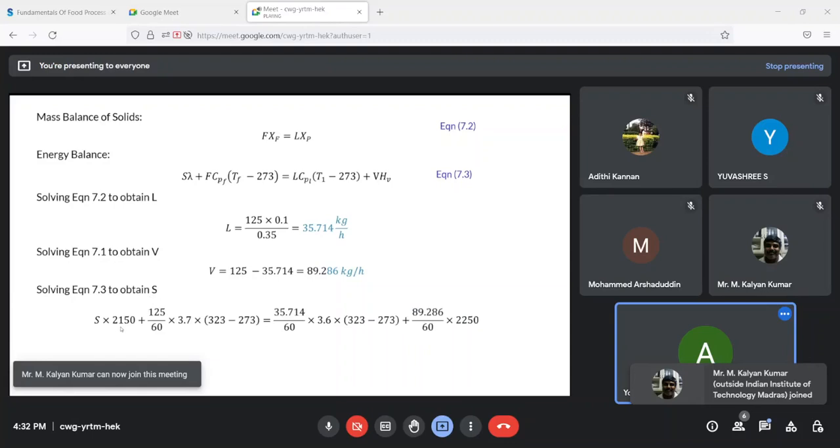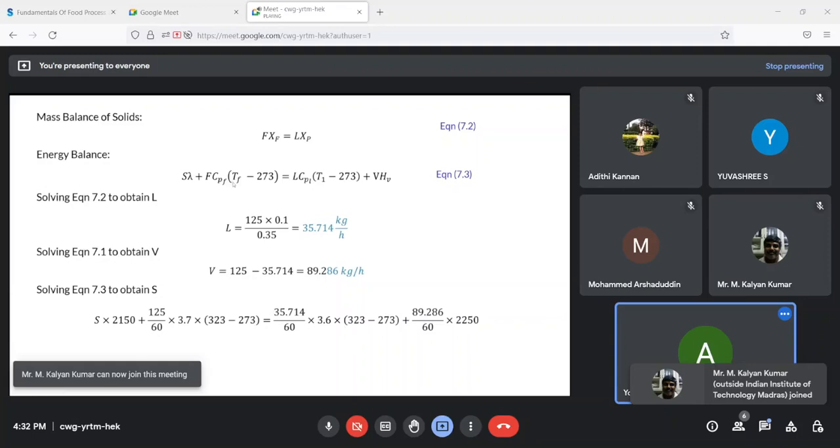So S into 2150, which is your latent heat of vaporization. Since all these mass flow rates are given in kg per hour, you need to convert them into SI units, that is kg per second. So 125 divided by 60 into Cpf into Tf, which is your inlet feed temperature, 323 Kelvin minus 273 Kelvin, equal to L, the mass flow rate of which is 35.714 divided by 60 to convert it into kg per second, into 3.6, which is the specific enthalpy of the concentrate, into T1 minus 273.